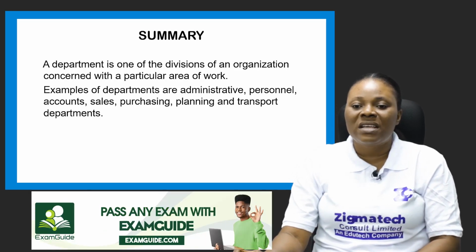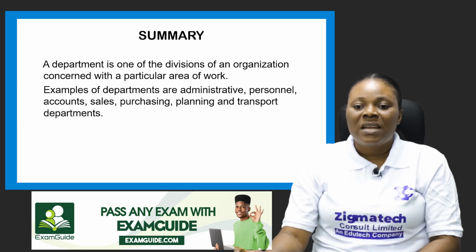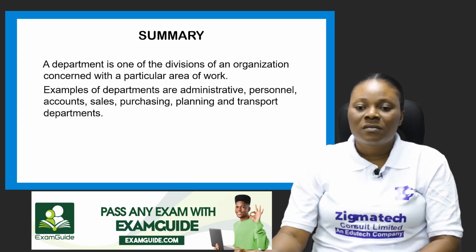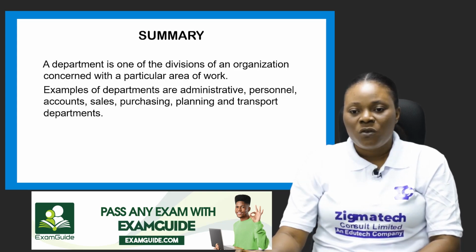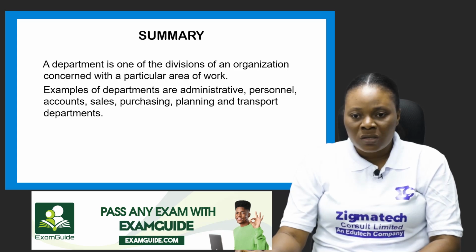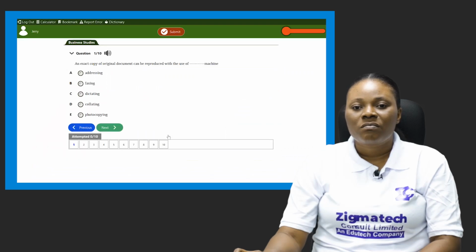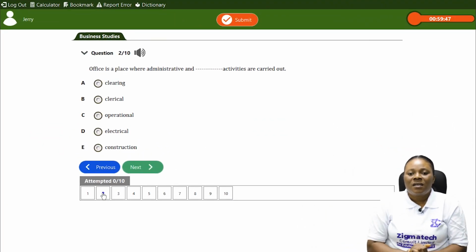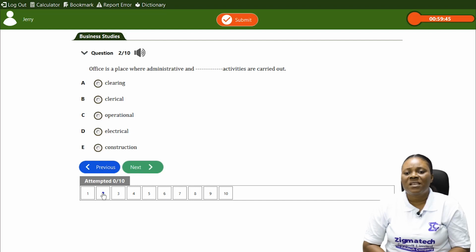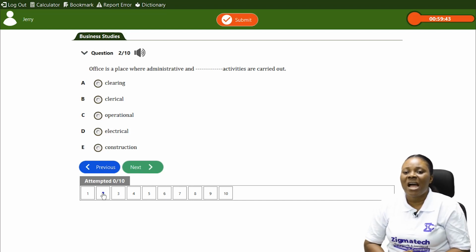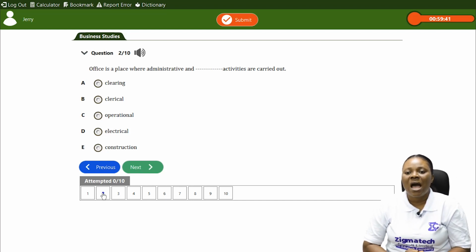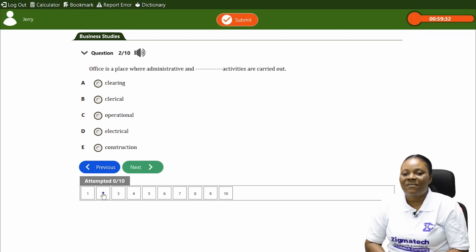But before we go, let's take some questions to be sure that we've understood what the topic is all about. The first question says, office is a place where administrative and dash activities are carried out. Option A, we have clearing. B, we have clerical activities. C, we have operational. D, we have electrical.